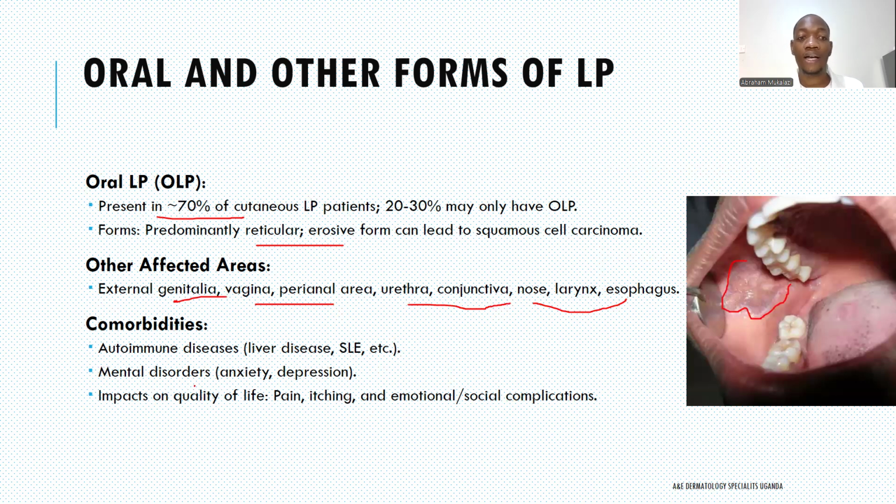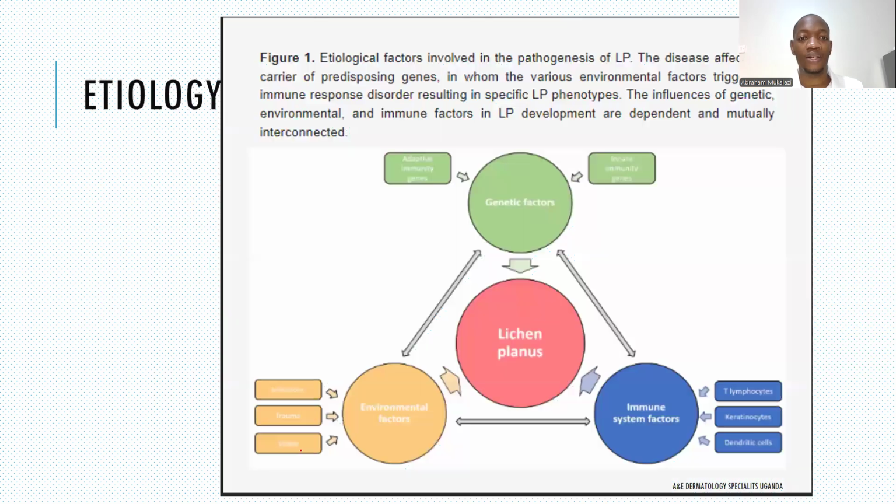And it can occur with other comorbidities, including autoimmune diseases of the liver, and also other systemic conditions like systemic lupus erythematosus. It has also been associated with mental illnesses, including depression and anxiety. And it has a great impact on the quality of life of every patient because of the pain and itching, emotional stress, and social complications that can manifest with this condition.